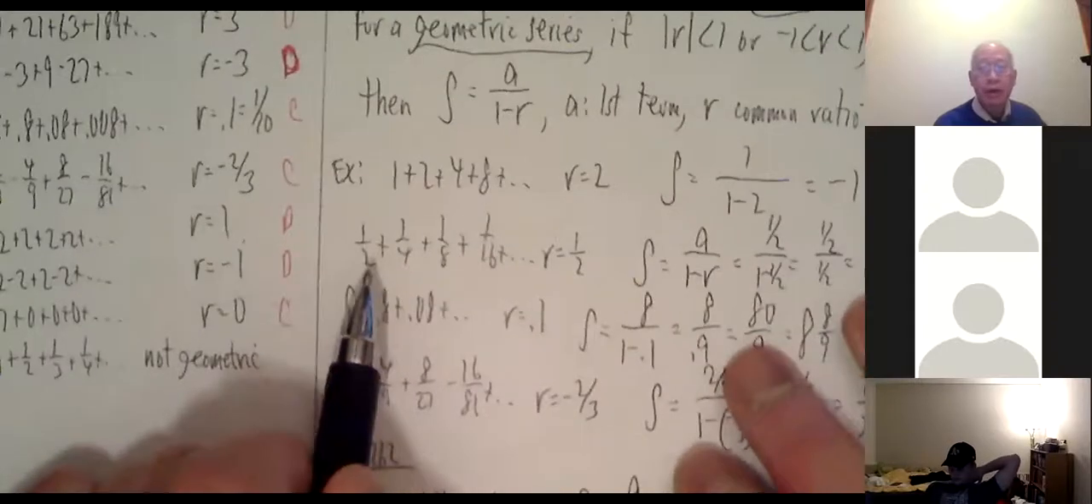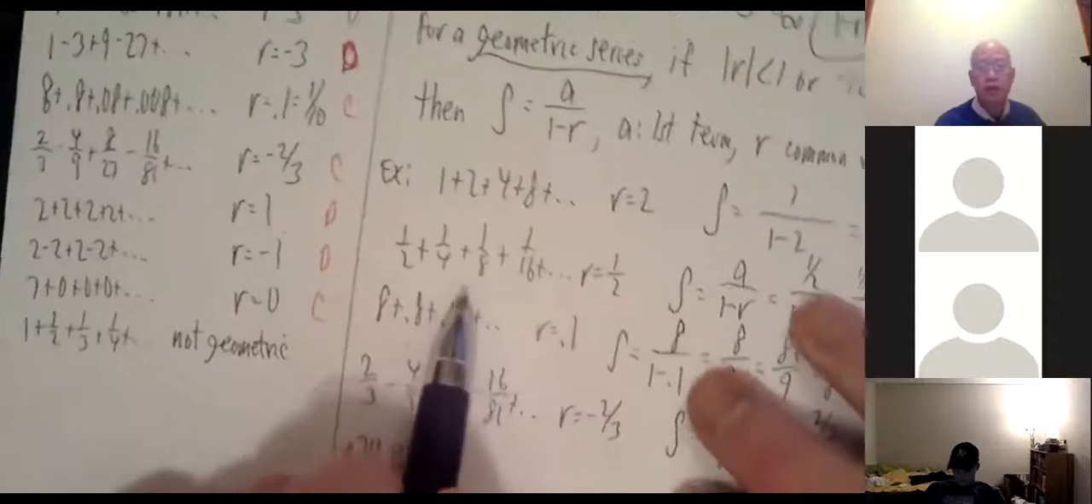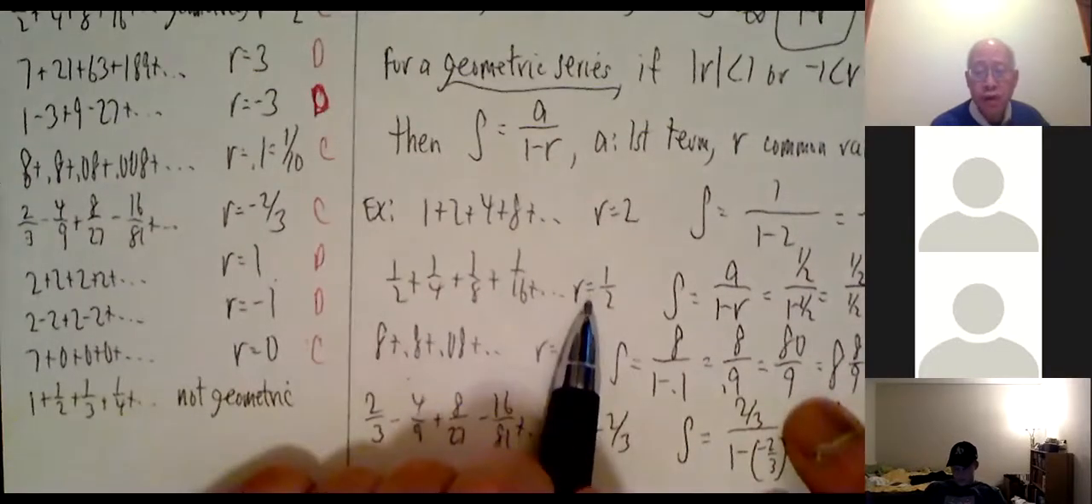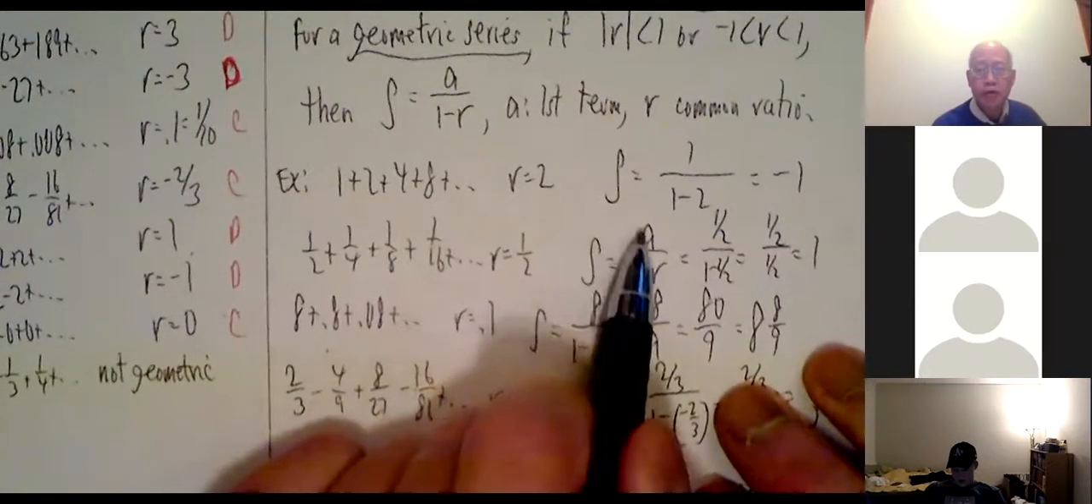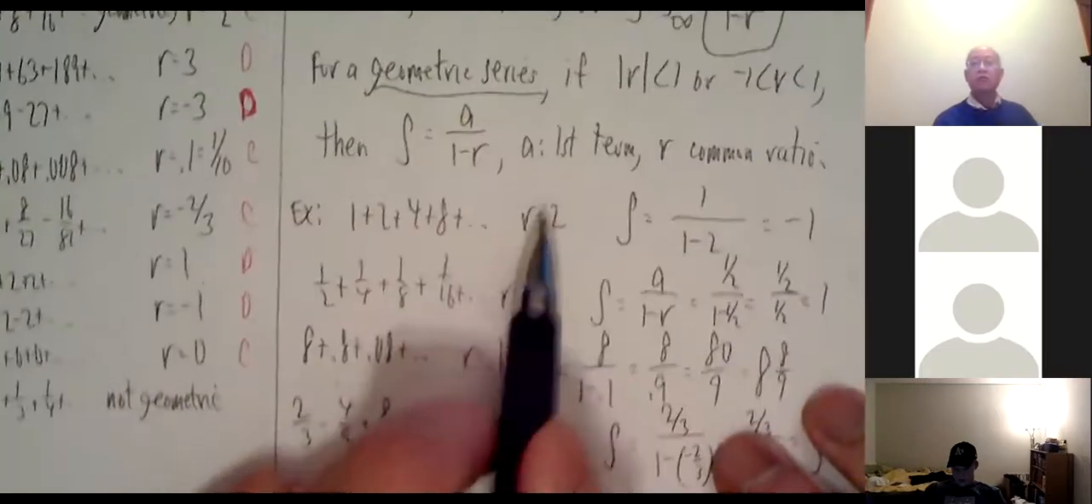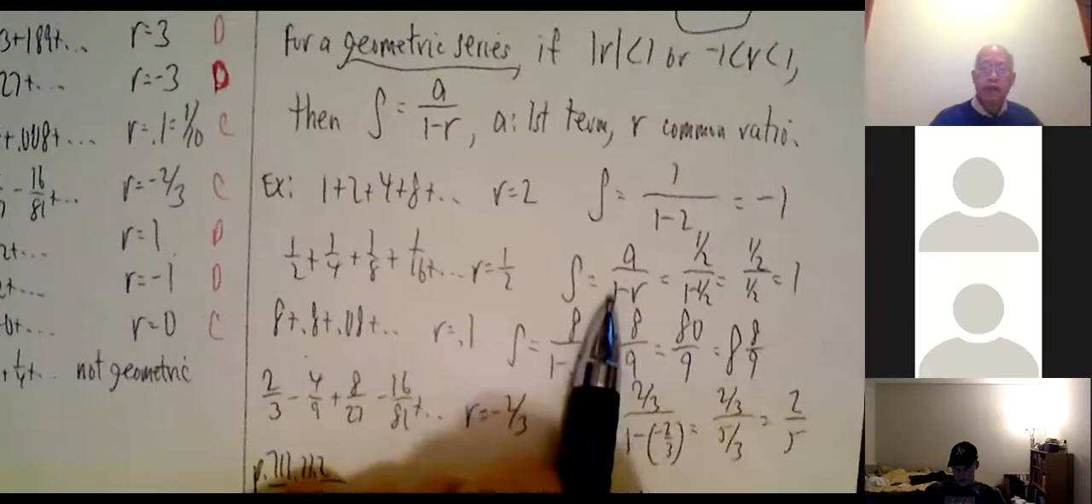Okay, how about this one though? 1/2 plus 1/4 plus 1/8 and so on. Okay, the common ratio is 1/2, so this one should converge. What does it converge to? The formula is A over 1 minus R. What's A? The first term. R is the common ratio.